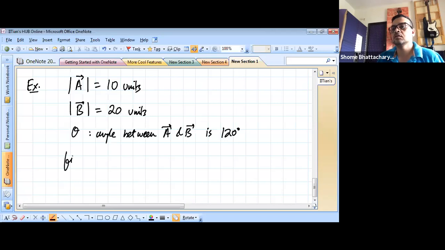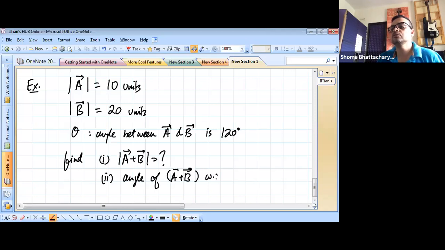So find the magnitude of the resultant, mod of A plus B, and also find the angle of A plus B with respect to the vector A. That is, typically we call that angle alpha. So we have to find these. This is a direct application of the triangle law statement. Just work this out with me and send me the answer.